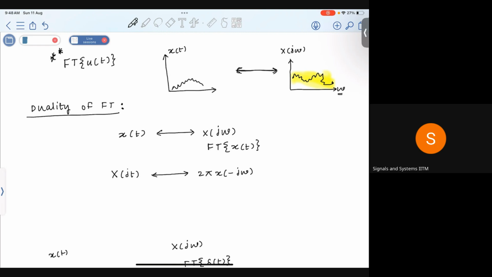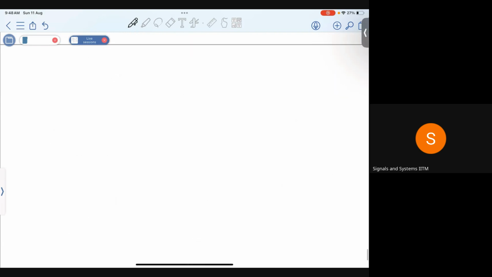Ma'am, how is the time axis defined in the frequency domain? Oh, no. Time axis is not defined in the frequency domain. All we are telling is, say, what example shall I take? Maybe let's take the sinc function.